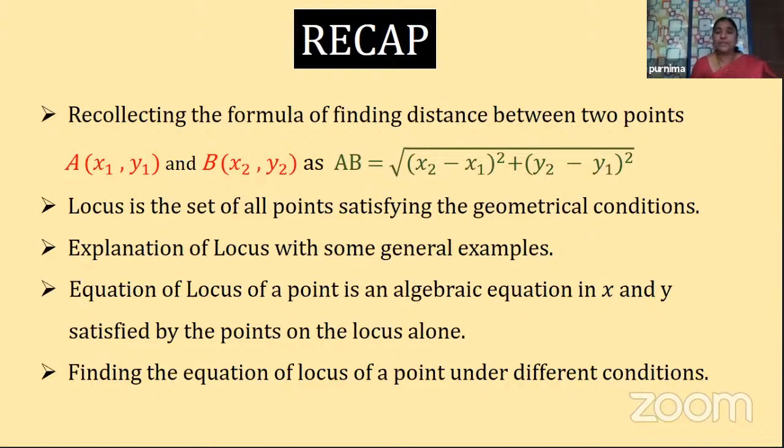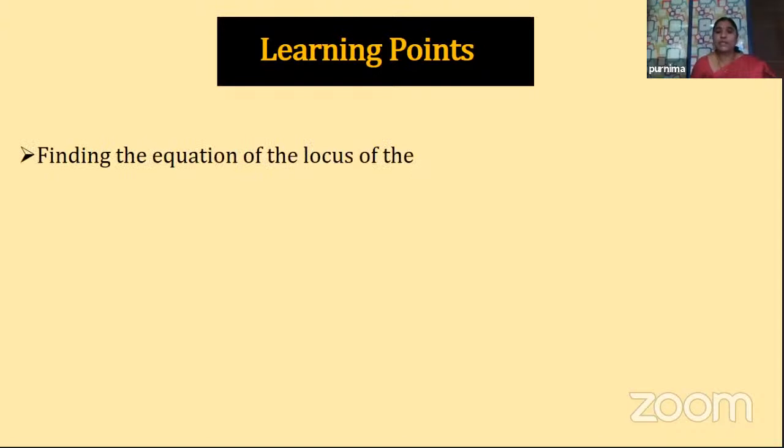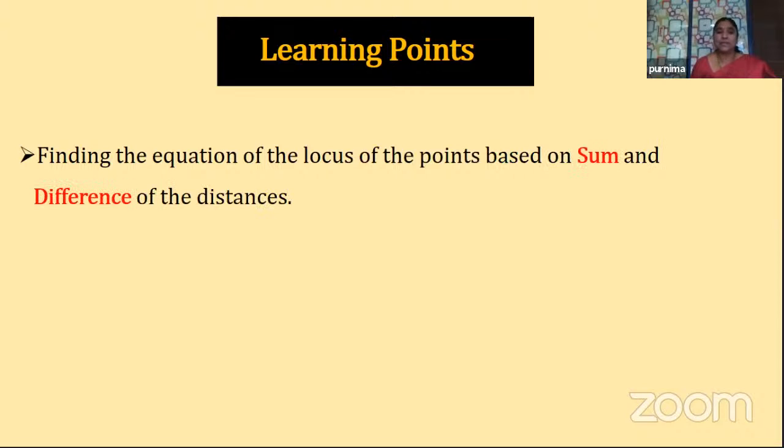Now let us see what you are going to learn in today's class. What are the learning points of today's class? First one is finding the equation of the locus of the points based on sum and difference of the distances. In the last class we have seen only the sums based on the distances. But here we are going to see the sums based on sum and difference of distances. That itself shows that when you are doing the sum, it needs two distances. And when we are finding the difference, it needs two or more distances. Yes or not?